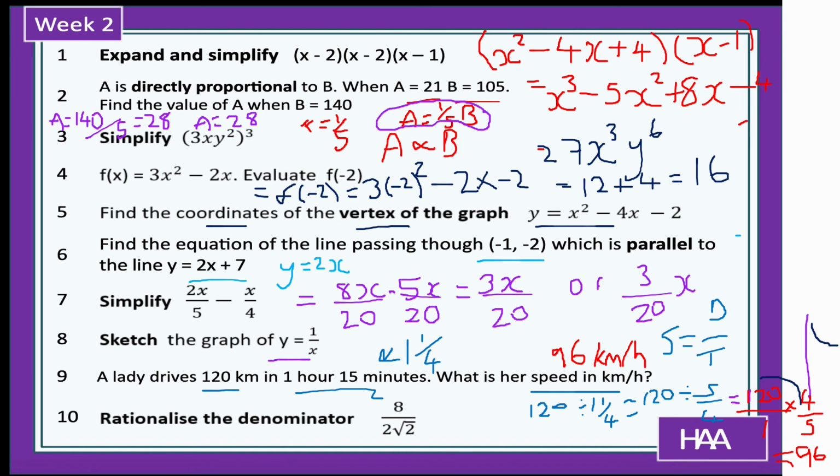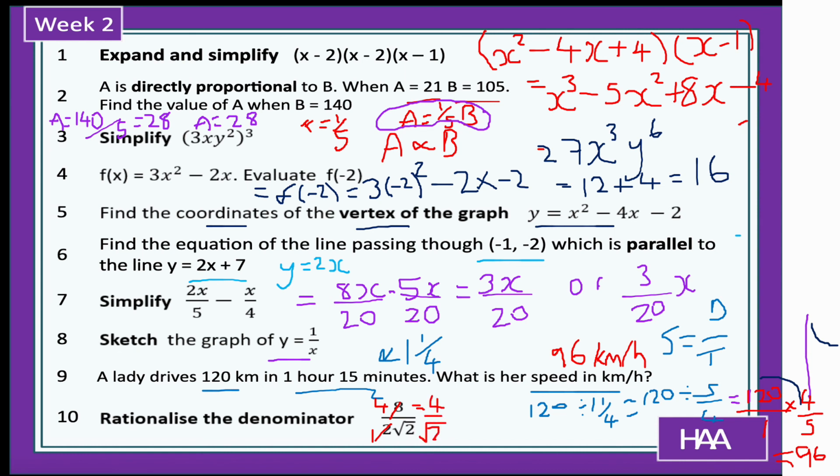Okay, this is question number 10. Rationalize the denominator 8 over 2 root 2. Well, before I actually rationalize it, I can actually simplify it. Dividing top and bottom by 2, I get 4 over root 2, so that just goes to 1. So I get 4 over root 2.